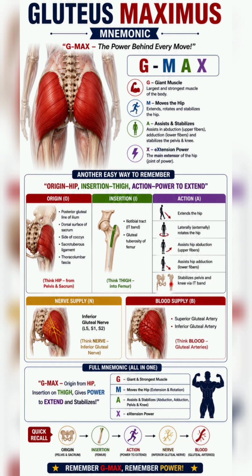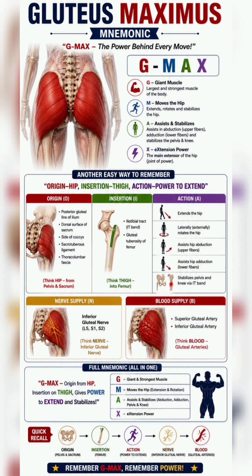Then A stands for assist and stabilize: it assists in abduction by the upper fibers and adduction by the lower fibers, and also stabilizes the pelvis and the knee. X stands for extension power, the main extensor of the hip. So G max is an easy way to remember. This is the end of today's class. Let's do some quick recall.